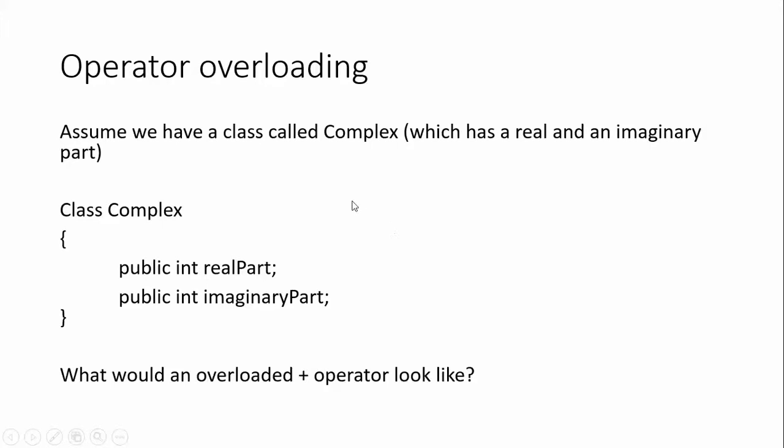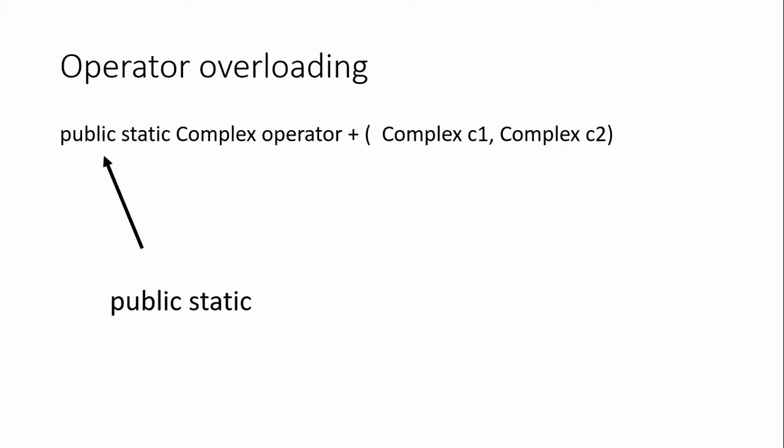So imagine that we have a class called Complex, and Complex represents a complex number, and it has two parts, a real part and an imaginary part. And this is the classic overloaded operator example that you've probably seen in other languages. So what would it look like in C# to overload the plus operator so we could add these two complex numbers together?